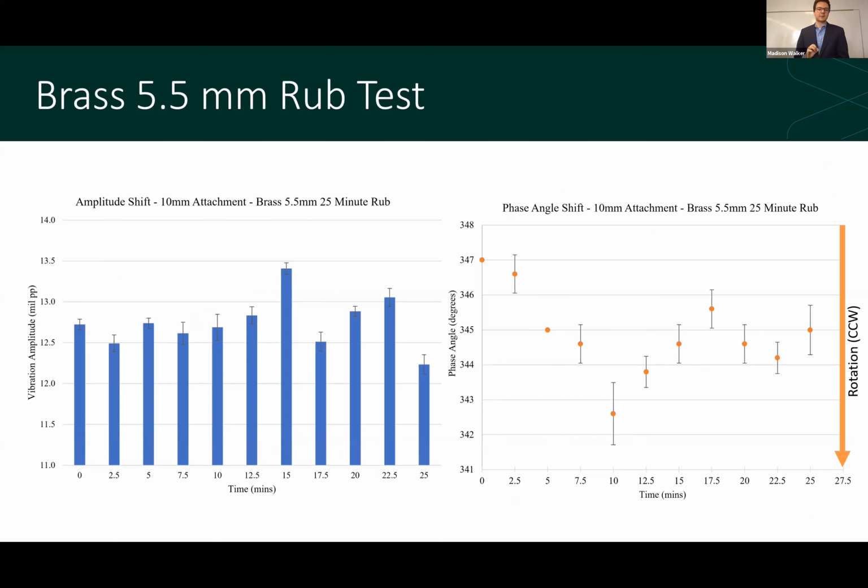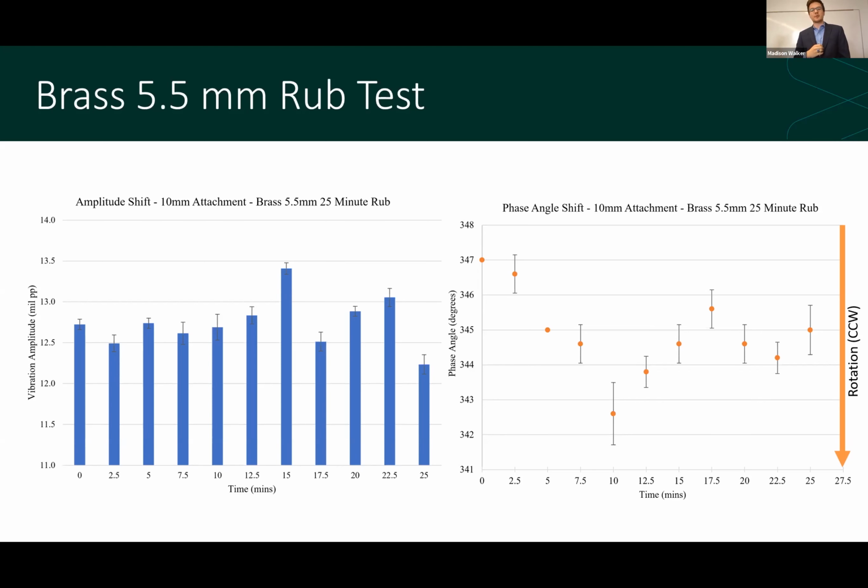So at the start of our test, we were at between 12.5 and 13 thousandths of an inch of vibration. And over the course of our test, we oscillated vibration up and down, but it really remained around the same level. And you can see the error bars are overlapping, so there really wasn't a significant increase in amplitude throughout the course of the test.